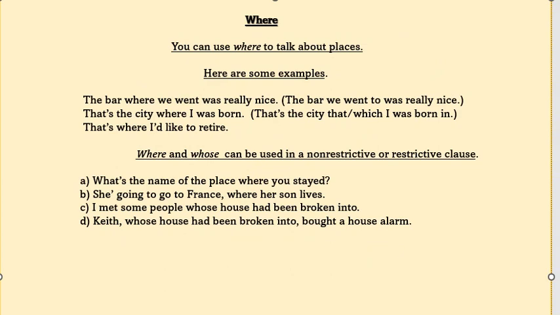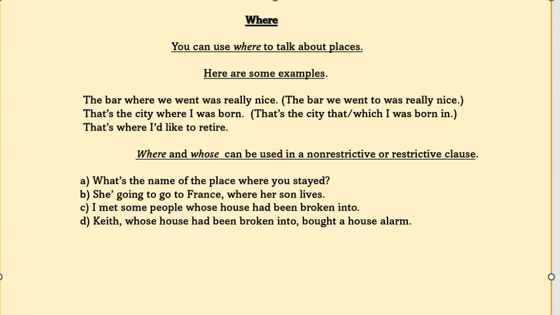So you can use where to talk about places. Got some examples. The bar where we went was really nice. Or the bar we went to was really nice. So notice you use where here, no to. No preposition. That's the city where I was born. Or that's the city which I was born in. Preposition again. No preposition here. That's where I'd like to retire. So where and whose can be used in a non-restrictive or restrictive clause.